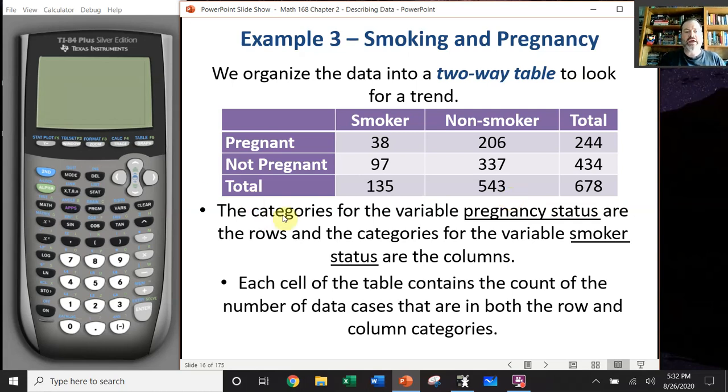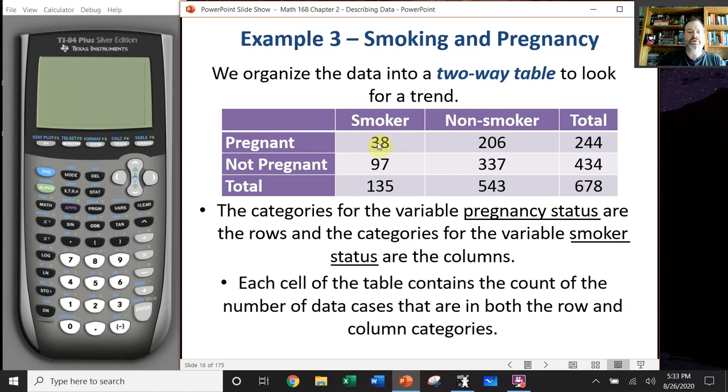So notice that the categories for the variable pregnancy status, right? The variable is pregnant or not, so we're just going to call it pregnancy status. These are the rows. And the categories for smoker status, smoker or non-smoker, those are the columns. Each cell of the table contains the count of the number of data cases that are in both the row and the column categories. So you can see pretty clearly what's going on here.